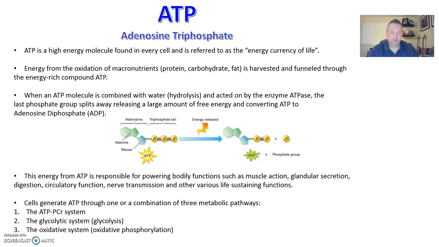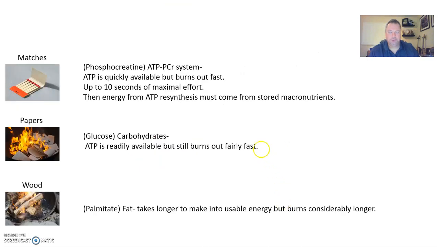Cells generate ATP through one or a combination of 3 metabolic pathways: the ATP-PCR system, the glycolytic system through glycolysis, and the oxidative system through oxidative phosphorylation. Let's look at some pictures really quick in dealing with these 3 systems.